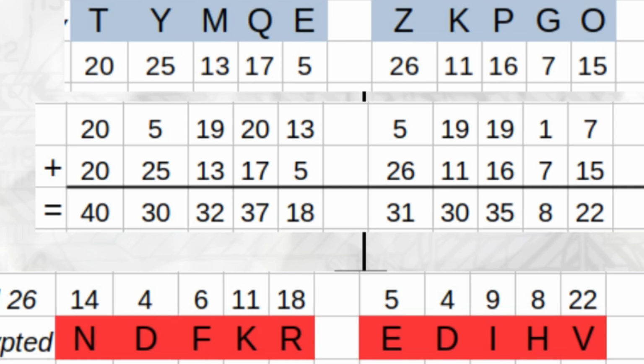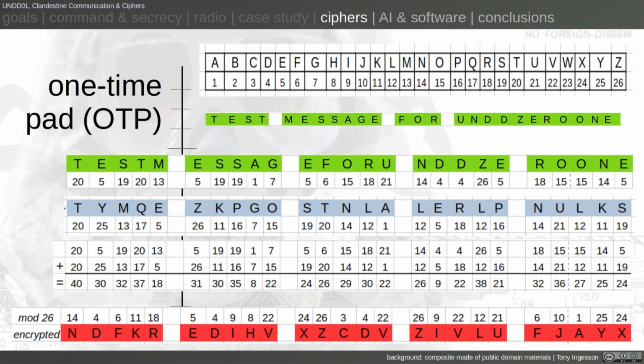And once we have done all this and we get the final series of numbers, we just translate those numbers back to letters. And then you have the encrypted message at the bottom, NDFKREDIHV and so on. And that is now encrypted using our one-time pad.